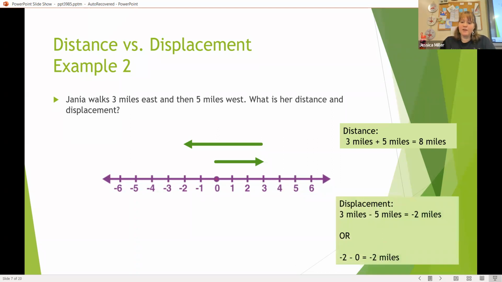Displacement is a little different. Displacement, we could say 3 miles to the right minus 5 miles, because we went to the left, gets us -2 miles. Or we can look at it as your final position minus your initial position. So my final position was here at -2, and my initial position was 0. So displacement is going to be -2 minus 0, or we could just say -2 miles.